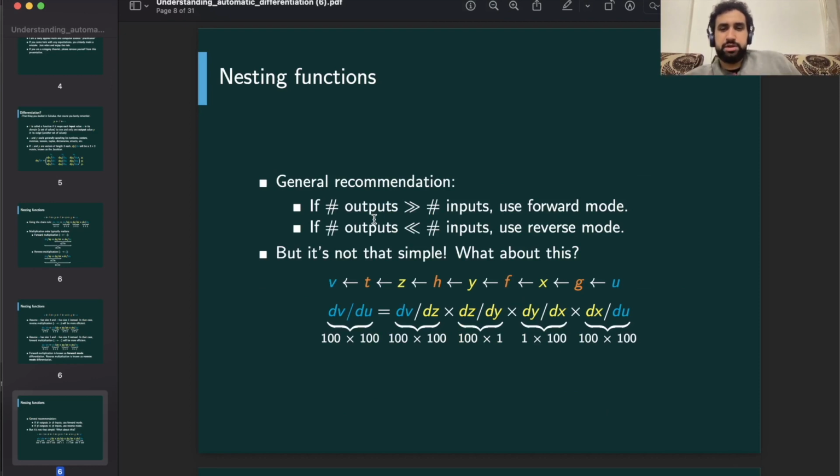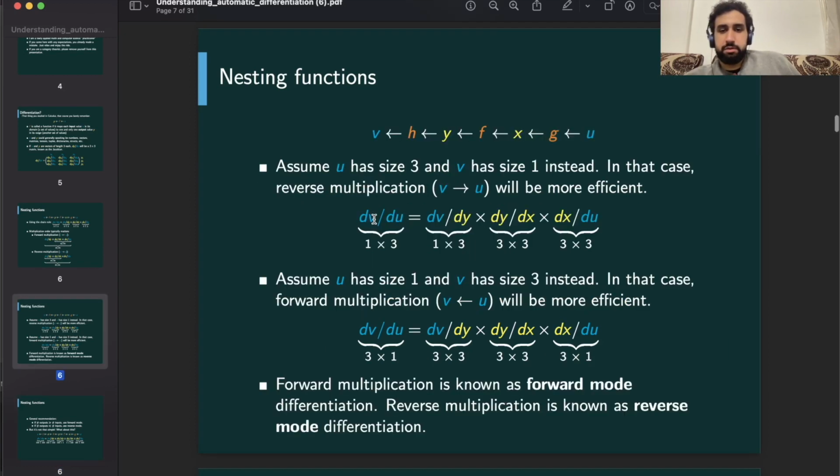And so the general recommendation is if you have way more outputs than inputs, you should probably be using forward mode differentiation. And that's what we basically saw here. If the outputs here are more than the inputs, then you want to start from the input side, right? And that means forward mode.